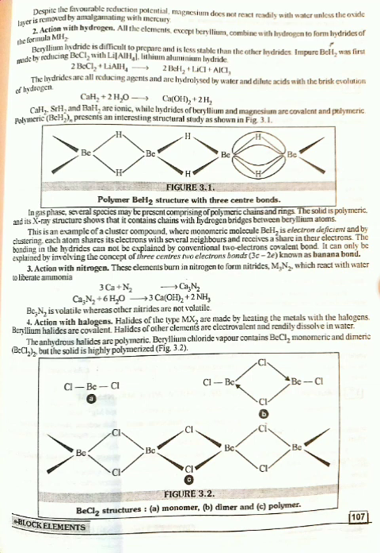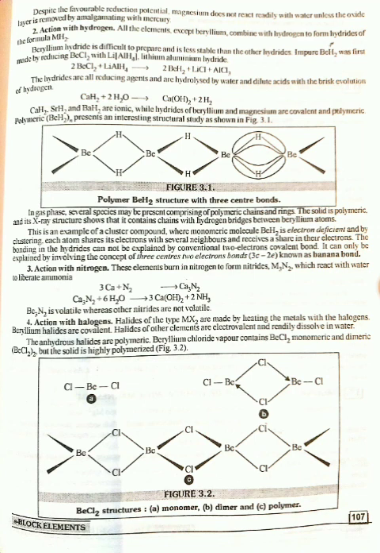The solid is polymeric and its X-ray structure shows that it contains chains and hydrogen bridges between beryllium atoms. This is an example of a cluster compound where the monomeric molecule BeH2 is electron deficient, and by clustering each atom shares its electron with several neighbors and receives a share in their electrons. The bonding in the hydrides cannot be explained by a conventional two-electron covalent bond.